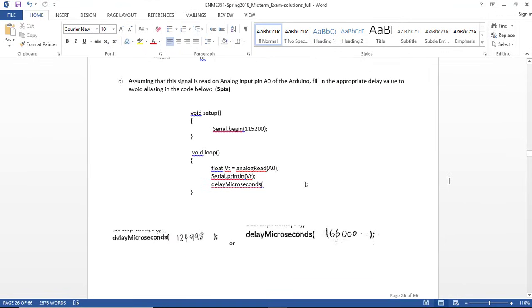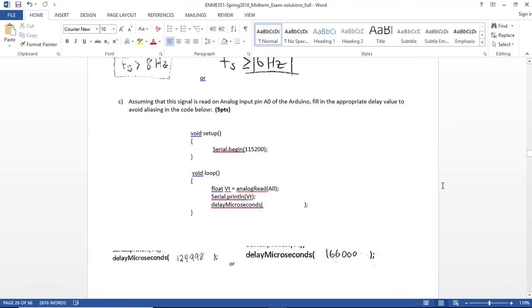And then lastly, for question 3, we have part C here. It's basically saying put that requirement for sampling frequency into code, so give us the appropriate delay in terms of microseconds, right? So if you're sampling at greater than 8 hertz, you need a delay less than about 125,000 microseconds, and 6 hertz would be a delay of roughly less than 166,000 microseconds.